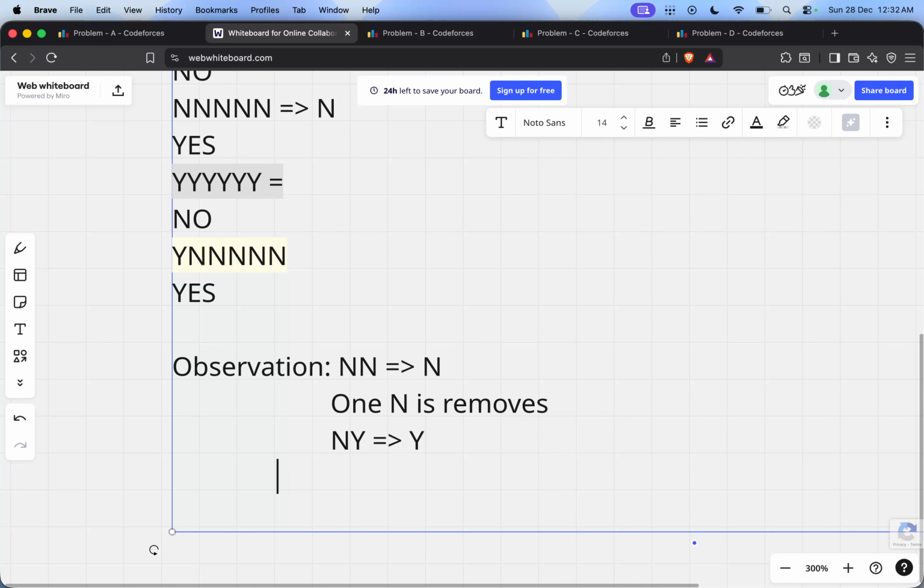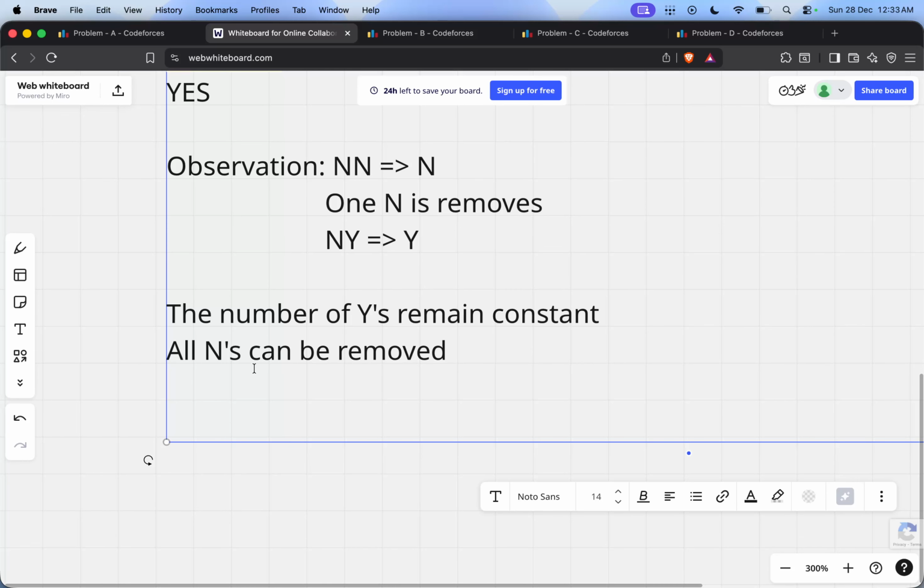So there is no damage done to y. That is, the number of y's remain constant, because no particular operation reduces the number of y's. And can all n's be removed? If the neighbor of this particular n is an n, then also it can be removed. If it is a y, then also it can be removed. So all n's can be removed.